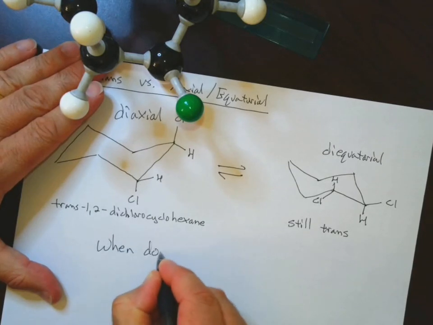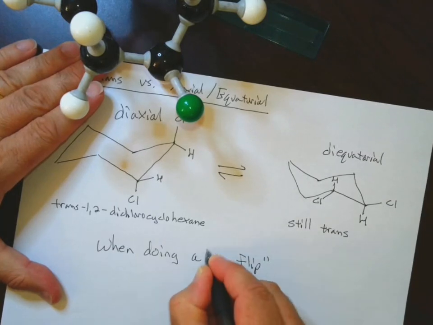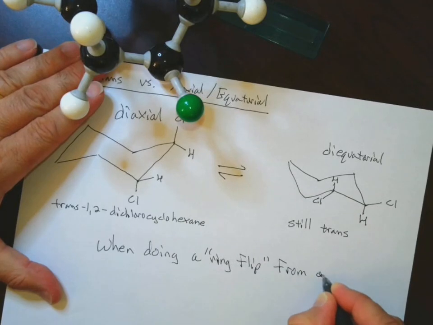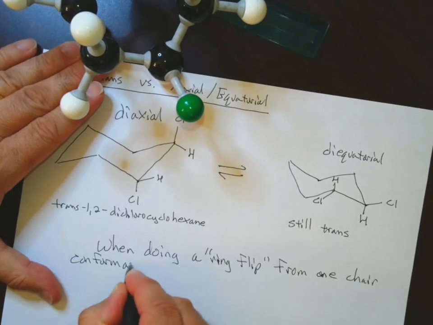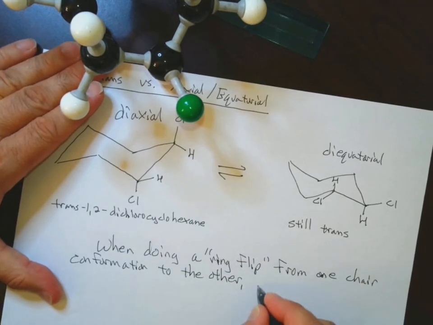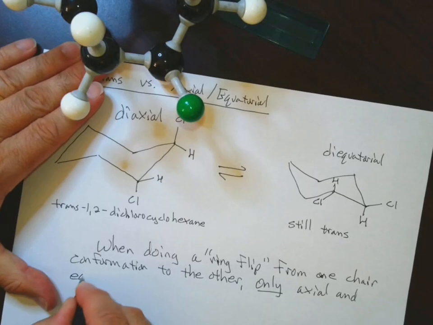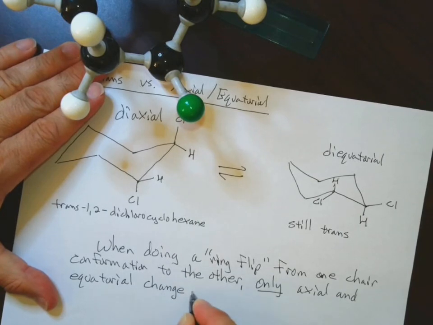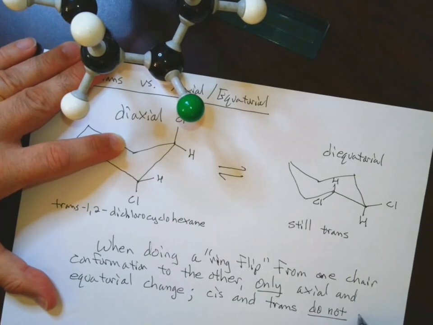So the take-home message is the following. When doing a ring flip from one chair conformation to the other, only axial and equatorial change. Cis and trans do not change.